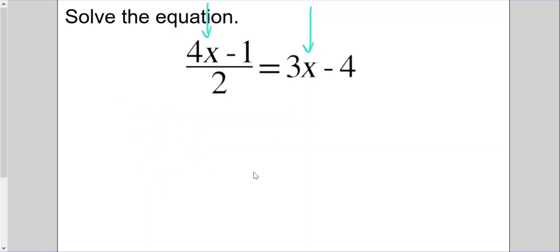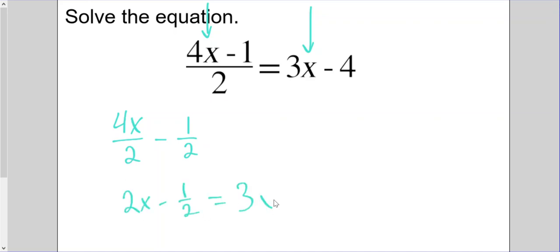Even another way that you could approach this, you could split this. When you have a fraction like this, where you have addition or subtraction on top, you could split this into two separate fractions, where you divide this by 2 and you divide this by 2. I would simplify that. That would give me 2x minus 1/2 equals 3x minus 4. That's another way that you could do that. If you're comfortable keeping going from there, you could do that. But again, that's actually not even the way I'm going to solve it.